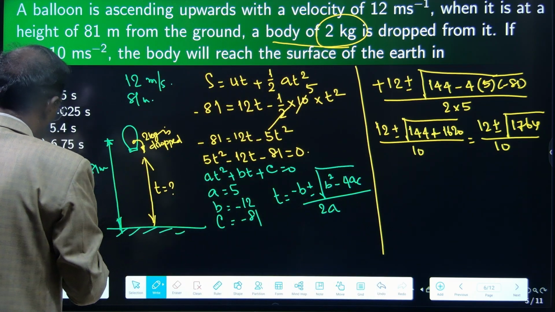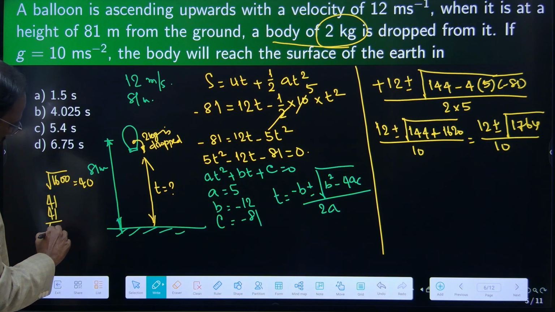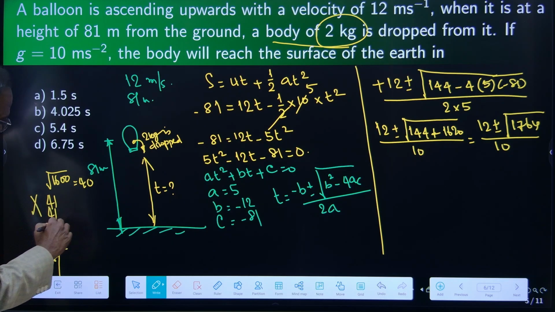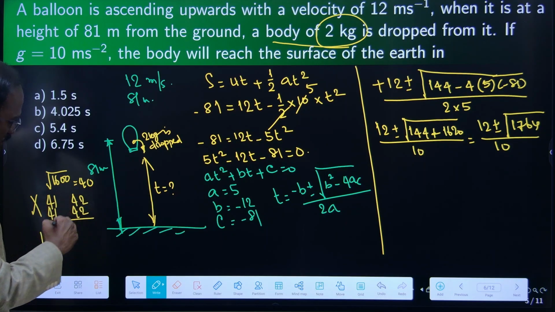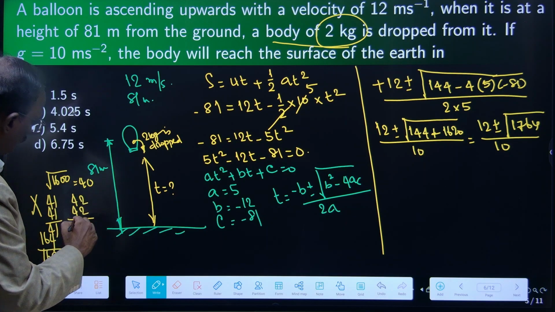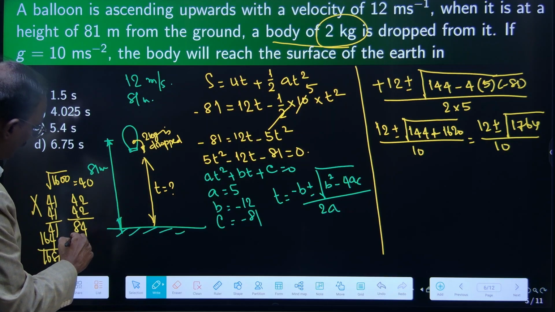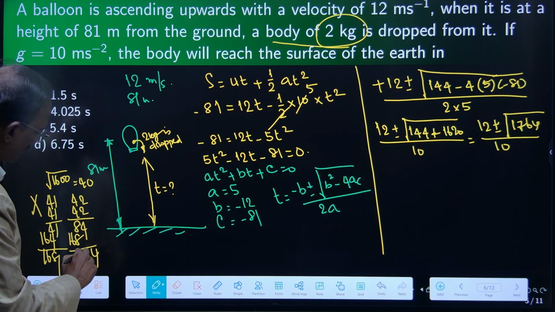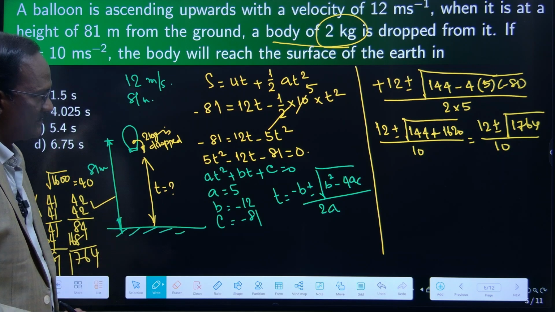Let us try 41 squared. 41 squared is 1681, so 41 is wrong. By trial and error, I am trying 42 squared. 2 into 42 is 84, and the square comes to 1764. So 42 is right.